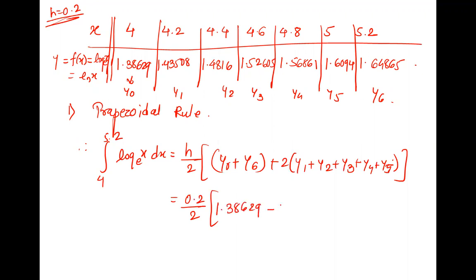1.38629 plus 1.64865, plus 2 times y1, 1.43508, plus write all of them.